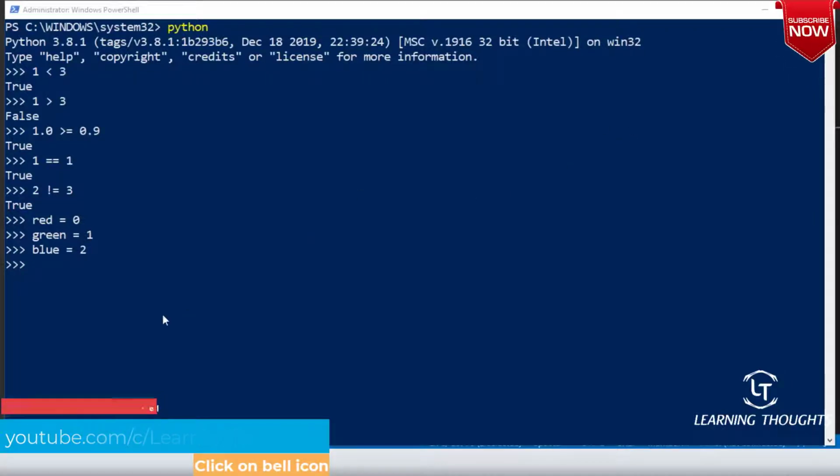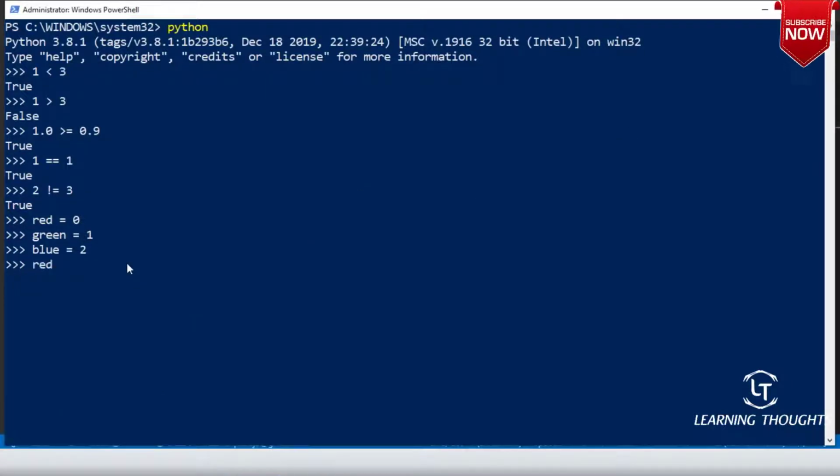Yeah, right? So now I am trying to tell that red is less than or equals to green. Yes, am I clear on this? Green is less than or equals to blue. You can do this one also, right?